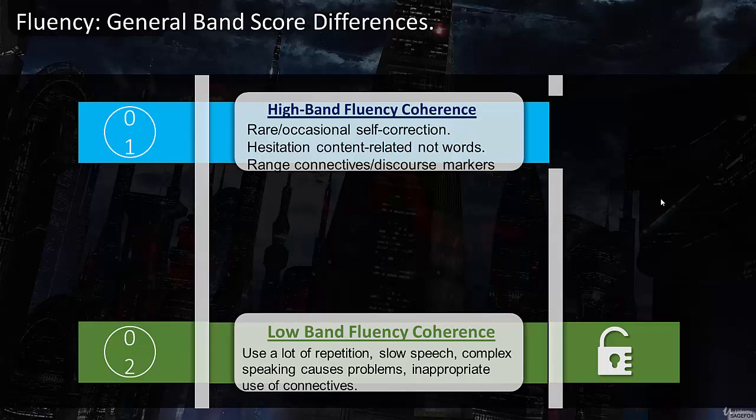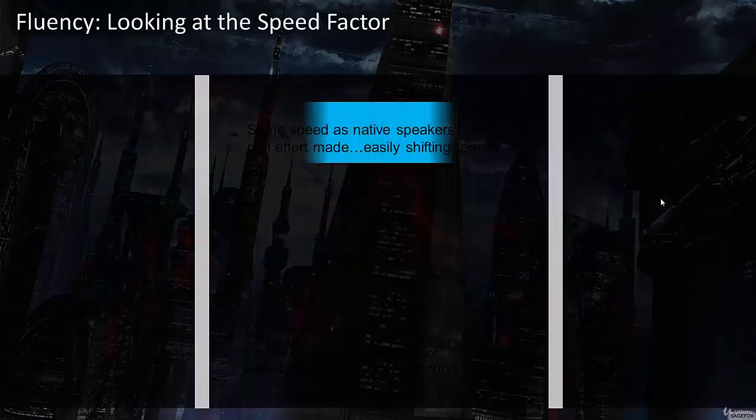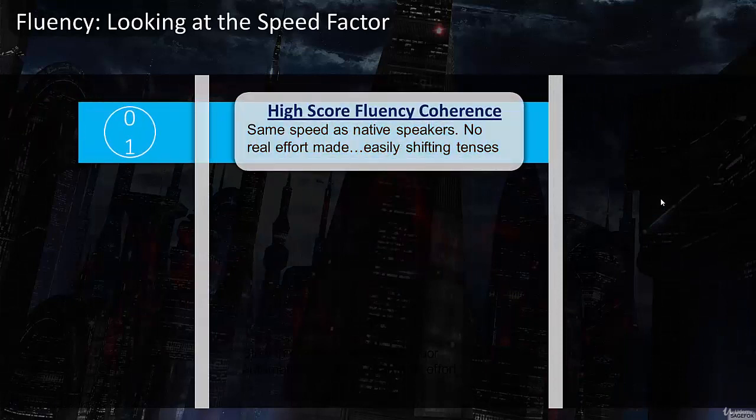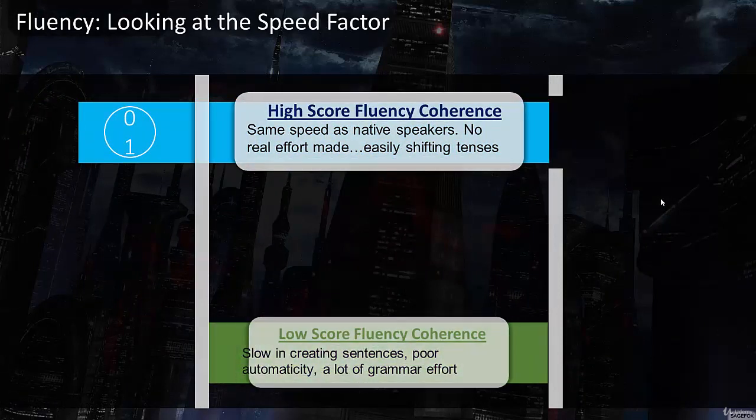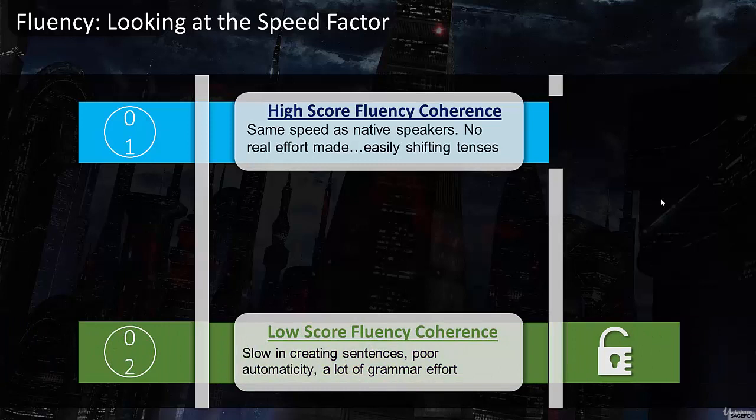You can see down there for a low band score, a lot of repetition, slow speech, complex speaking causes you problems. Now, speed. If you want to really do well on the fluency score, then you really should have speed that's close to a native speaker.